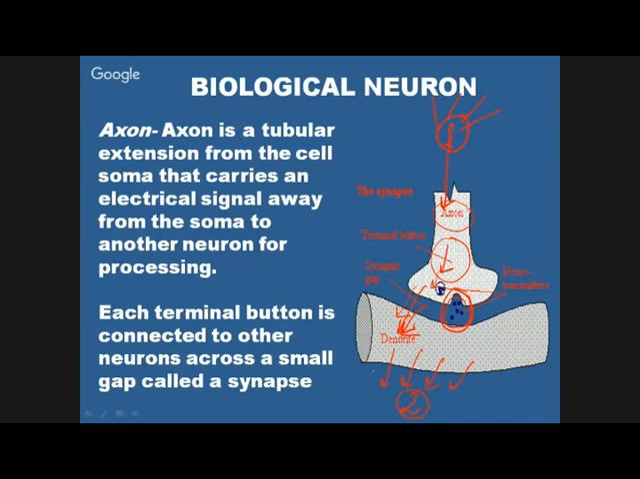Axon is a tubular extension from the cell soma that carries an electrical signal away from the soma to another neuron for processing. And each terminal button is connected to the other neurons with a small gap that is known as your synaptic gap or the synapse.